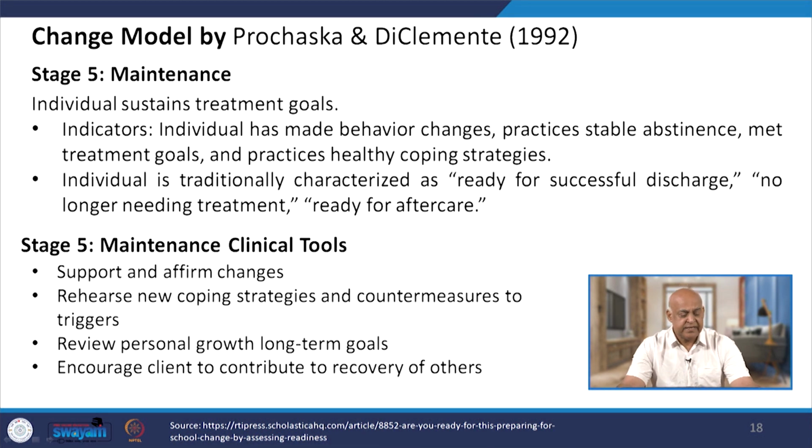Then there is maintenance, where the individual sustains treatment goals. Indicators are that the individual has made behavior changes, practices stable abstinence, has met treatment goals and practices healthy coping strategies. The individual is traditionally characterized as ready for successful change, no longer needing treatment, ready for aftercare. The maintenance clinical tools support and affirm changes, rehearse new coping strategies and countermeasures to triggers, review personal growth and long term goals, and encourage the client to contribute to the recovery of others.